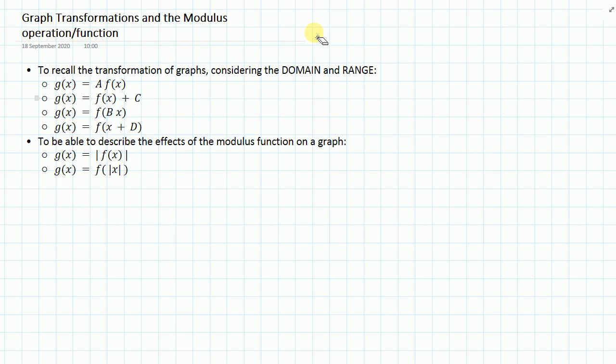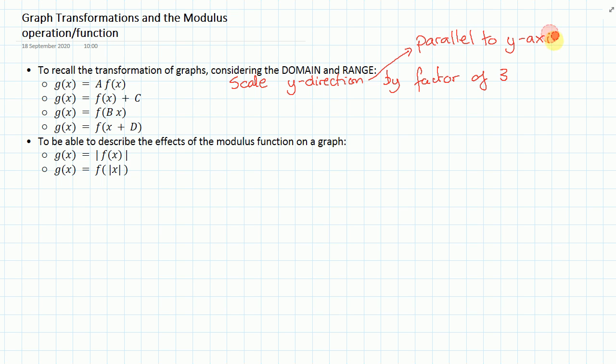That's the note. So A becomes scale, the y direction, by a factor of 3. And this y direction thing, if you're doing it properly, we should say parallel to the y-axis, or perpendicular to the x, either the same. Okay.